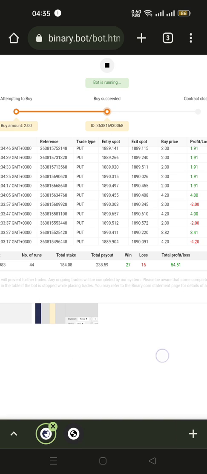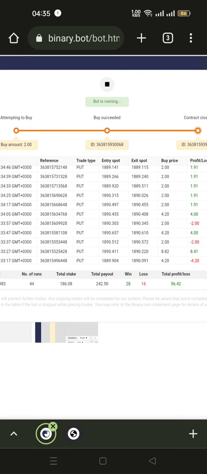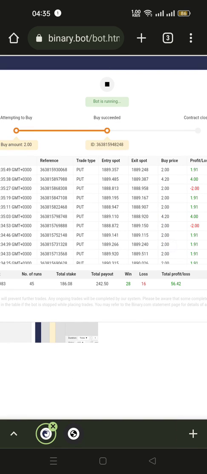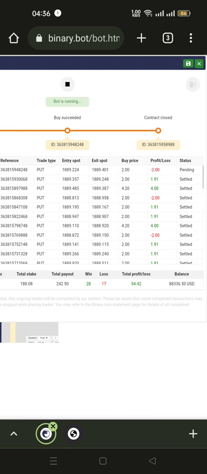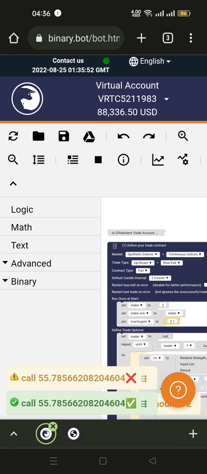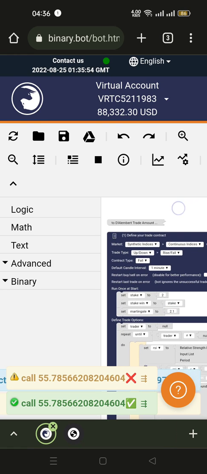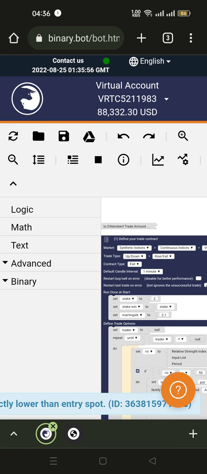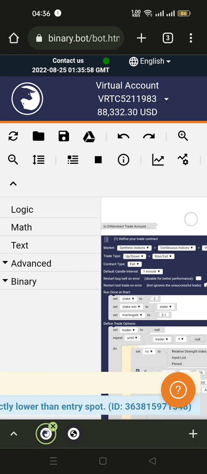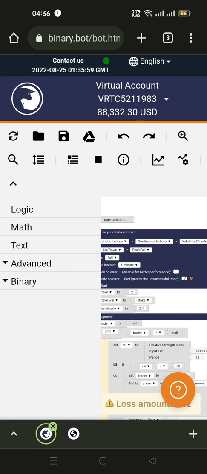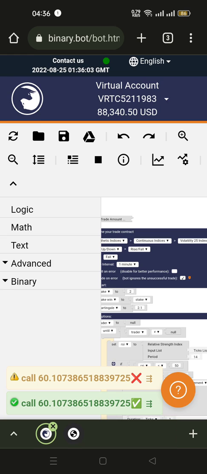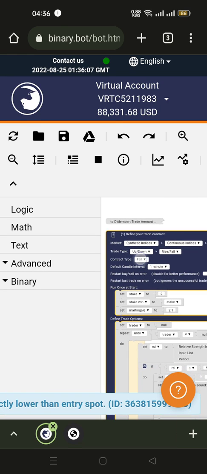Now, because this is a virtual account, of course, you can't do tests on a real account. If we go back here, we check the strategy here. It's very simple. We have synthetic indices. We have continuous indices, volatility index 25. Then we have rise and fall. Then I've chosen fall.